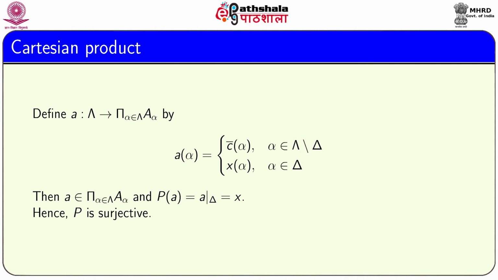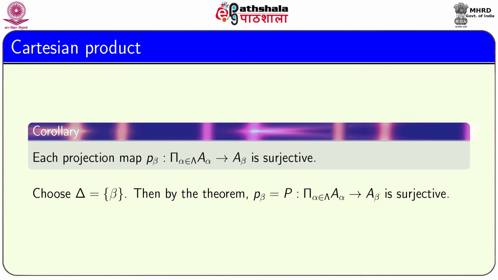So, define A from lambda to the product A alpha by A of alpha is equal to C bar alpha when alpha is inside the set lambda minus delta, and A alpha is equal to x alpha when alpha is inside the set delta. Then A belongs to the product A alpha, and of course P evaluated at the point A is equal to A restricted to delta, and that is equal to the small x. Hence, P is surjective.